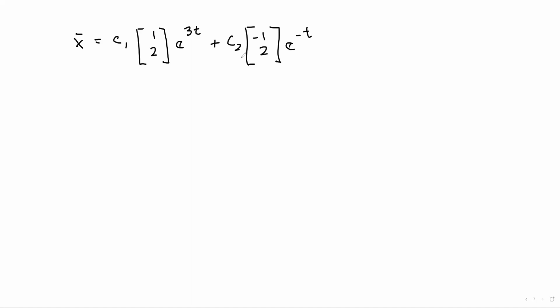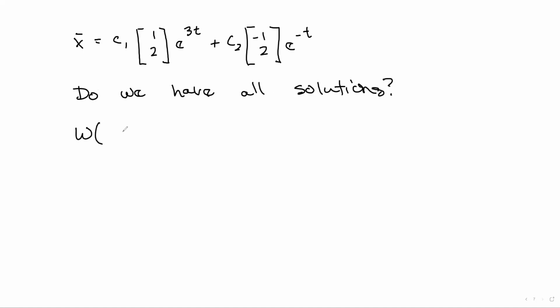Another way of looking at it is, are these solutions different enough that they generate all of the solutions? All right, so how could we check? How do we check if we have all the solutions? The way that you can check is you can calculate the Wronskian. So you take the Wronskian of those two solutions.